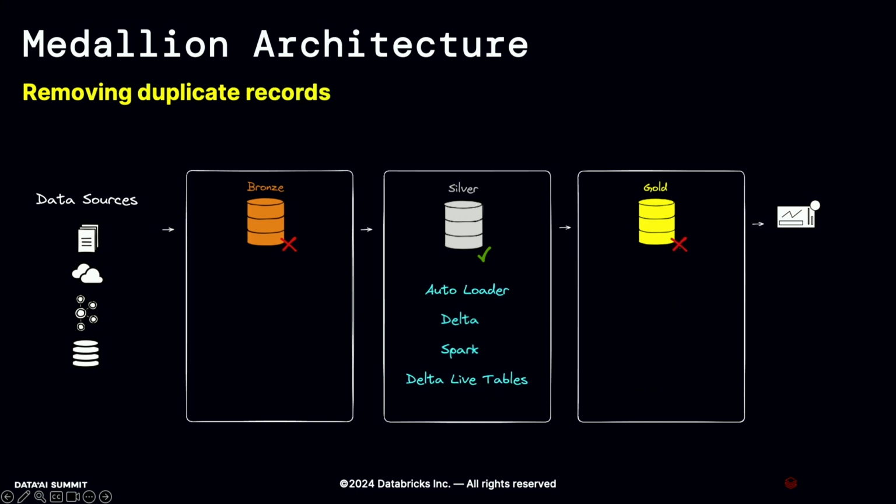But when it comes to removing duplicate records, we think this should only be at the silver layer. Bronze layer is the source of truth. You only remove that at silver layer. If you identify duplicates at the gold layer, this means you need to go back to your drawing board and make sure that you remove those duplicates because this means you do not have a single source of truth.